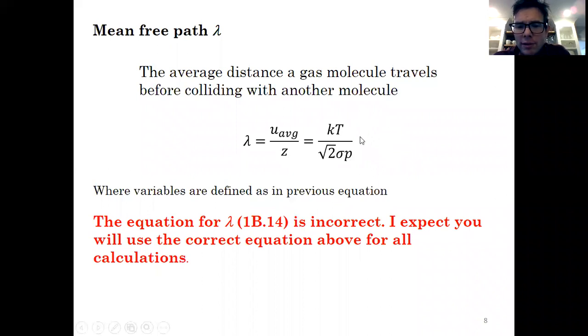Definitions here are all like the previous equations. One thing I would point out to you is that the equation for Atkins in this is actually incorrect. It's missing a factor of √2. So as we go through and do some problems, I'm going to expect that you can use this equation for all calculations.